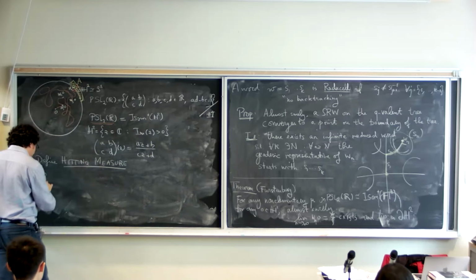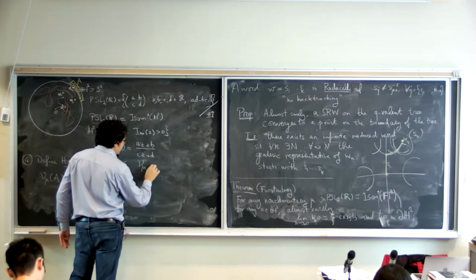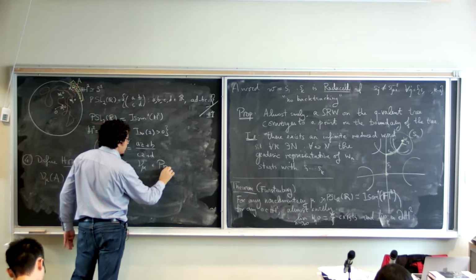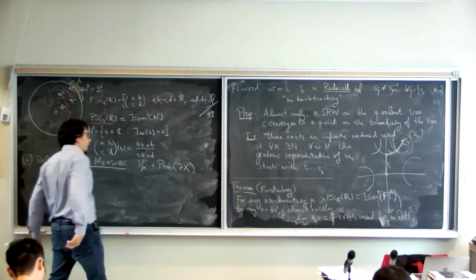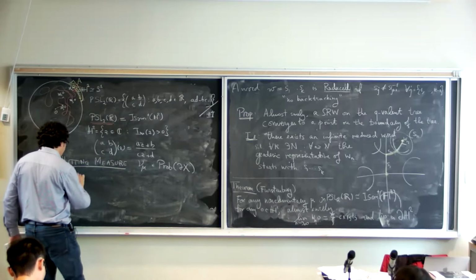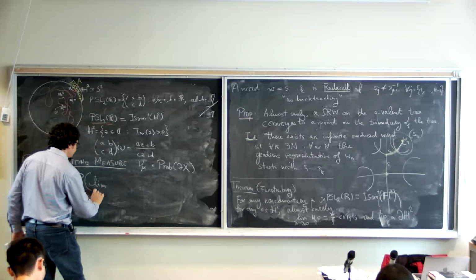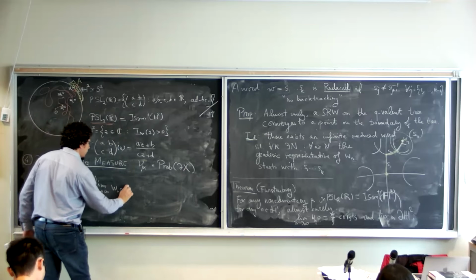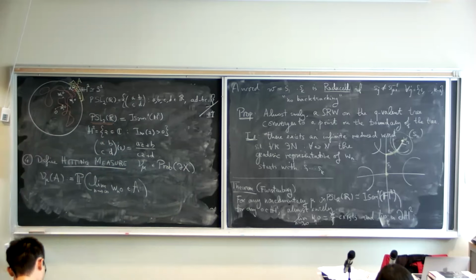So we define a new measure, we call it nu mu because it depends on mu. So nu mu of A. The nu mu is a probability on the boundary. Again, depending on which particular boundary, you always do something like this. And so what is nu mu? It is the probability that the limit of the sample path converges to a point in A.